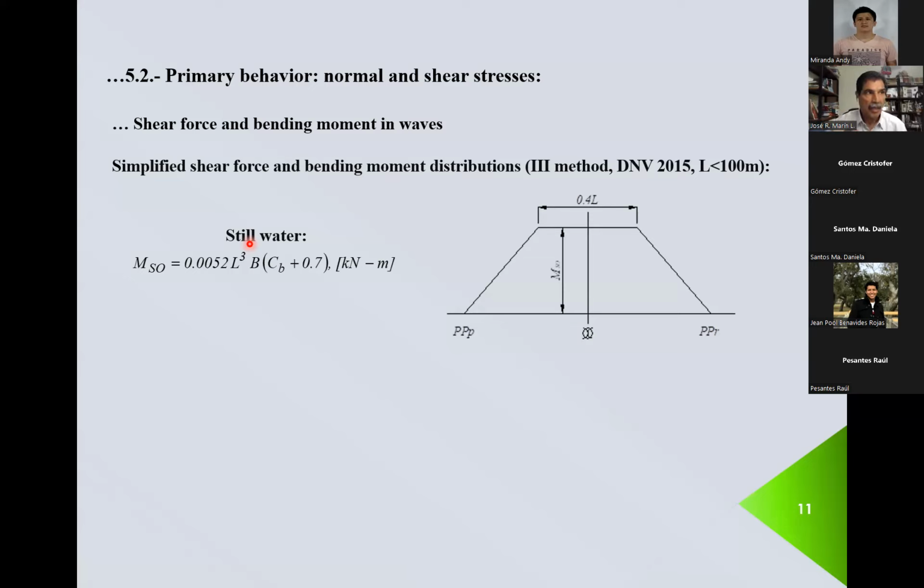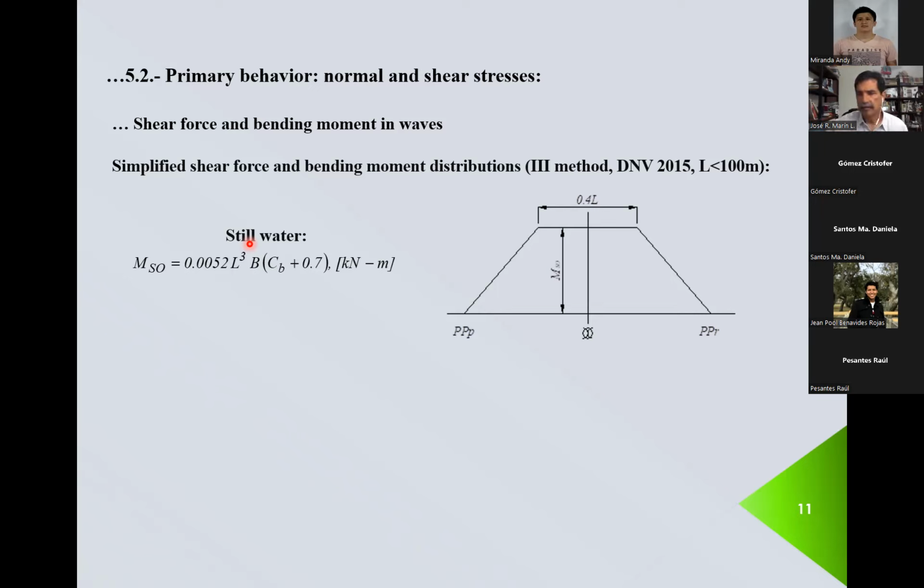If you go close to, for example, 80, 90, 100 meters long, in that case, yes, this is a very important problem. Why? Because you have the length to the third power in the case of still water. In the case of the waves, it's going to be raised to the second power.